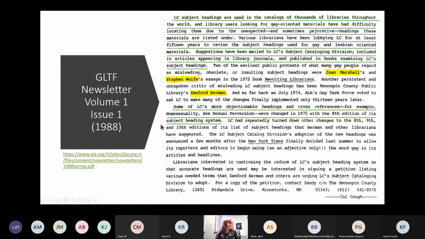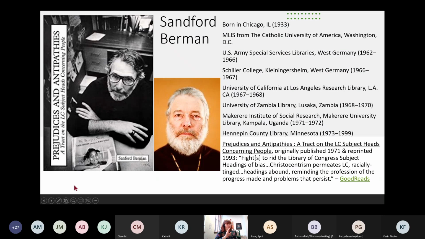I didn't look up which edition of Library of Congress subject headings we're on now, but the 8th came out in 1975. So we're many editions past that, but this push and pull of changing terms has a long history. And one of the people who is very foundational to this is Sanford Berman. A little information about him on the right. But in 1971, he published a book called Prejudices and Antipathies, a tract on the LC subject heads concerning people.